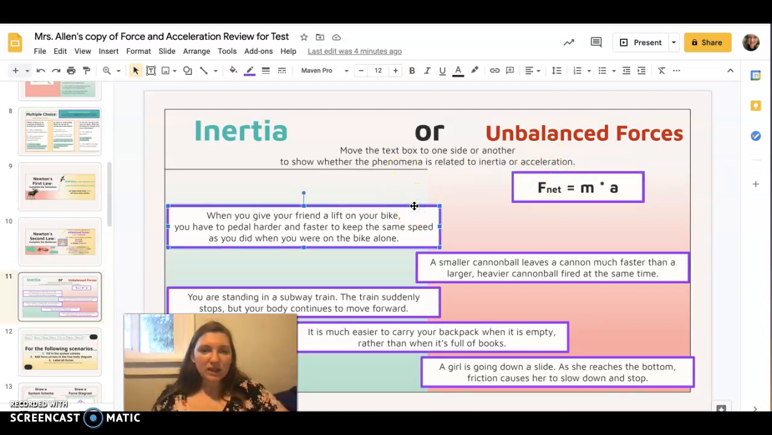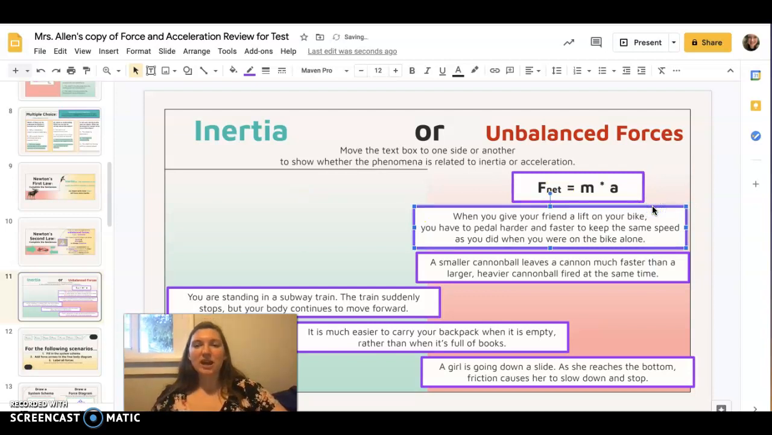Okay, when you give your friend a lift on your bike, you have to pedal harder and faster to keep the same speed as you did when you were on the bike alone. I guess this is kind of both. I guess it's more this one now that I think about it. I was thinking that since there's more mass when you add your friend to the bike, then that's inertia because it takes more force to move something that is more massive. So it's kind of both. I'll put it in the middle actually.